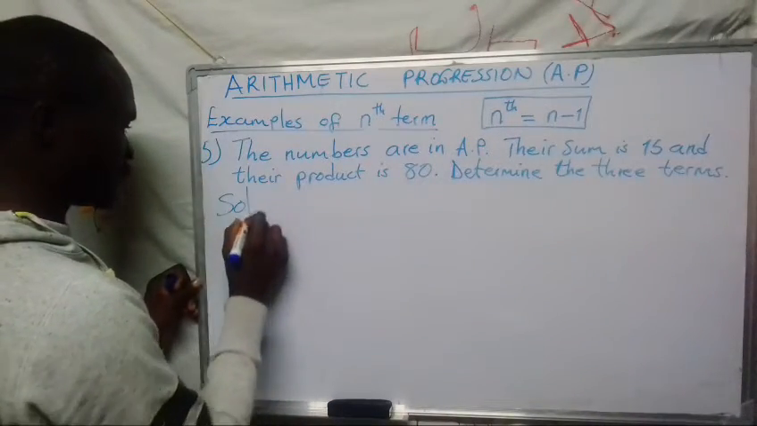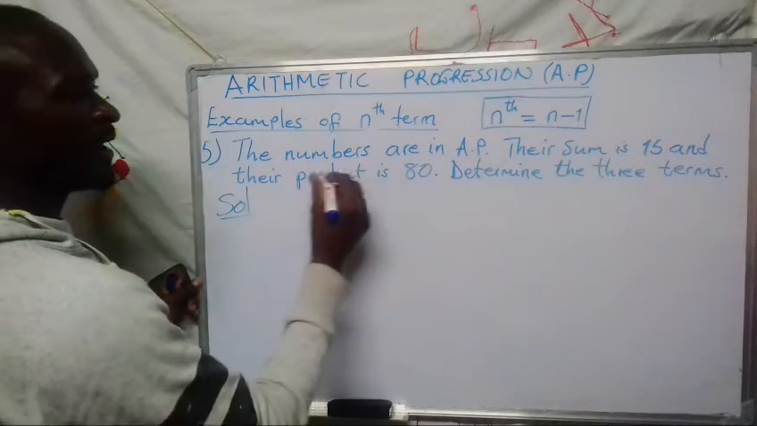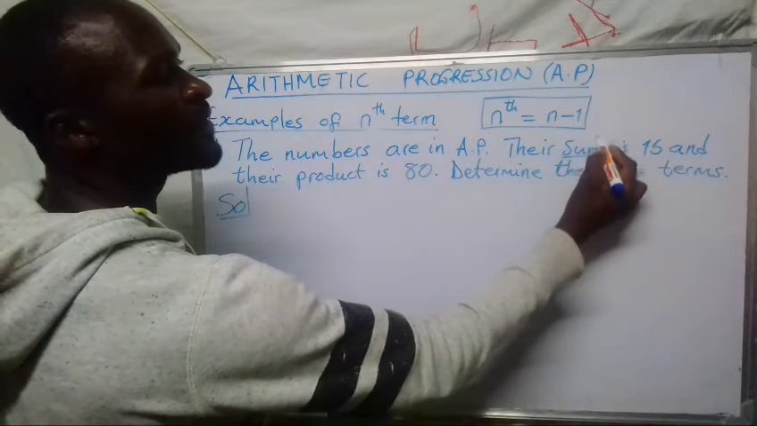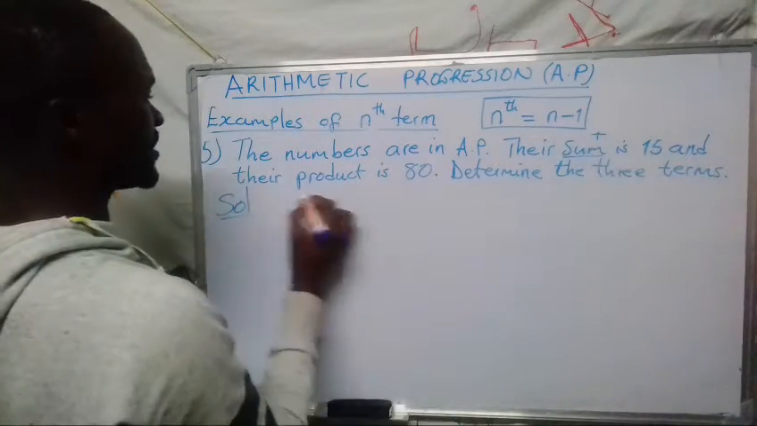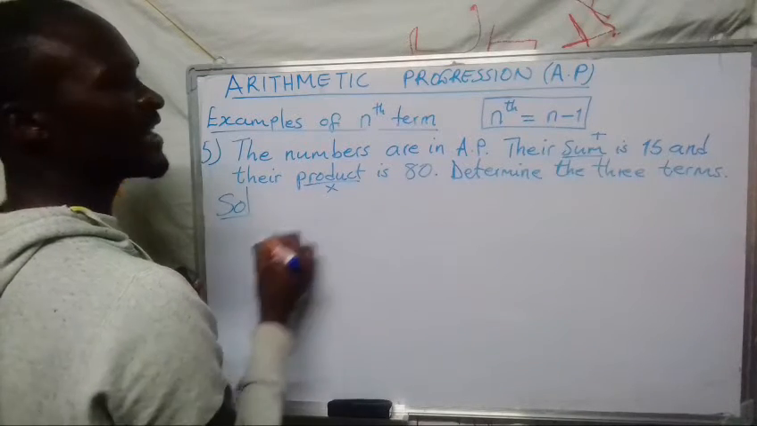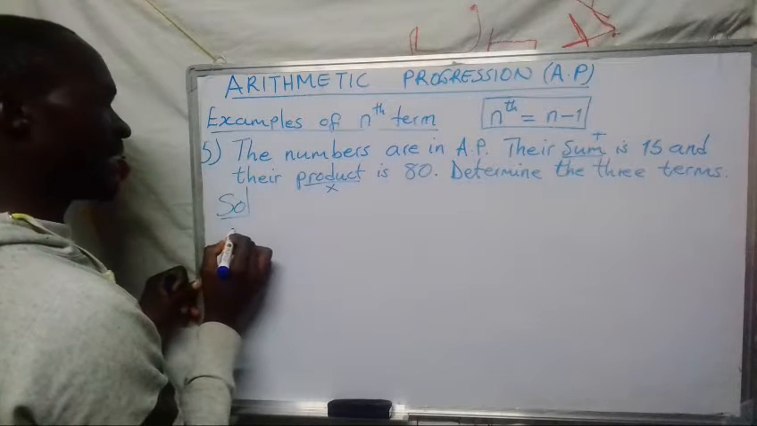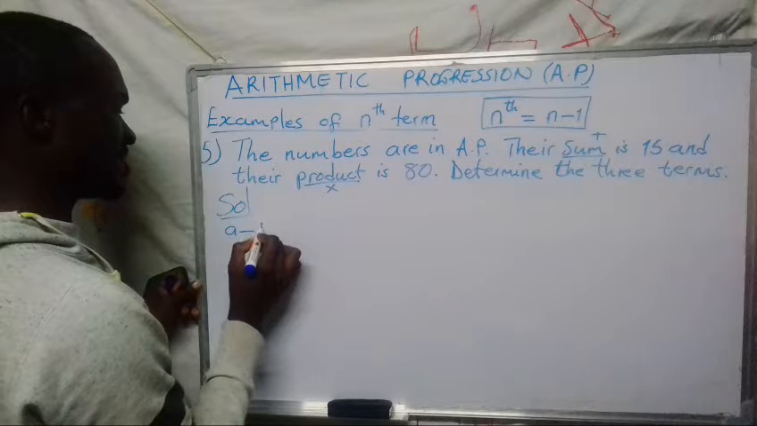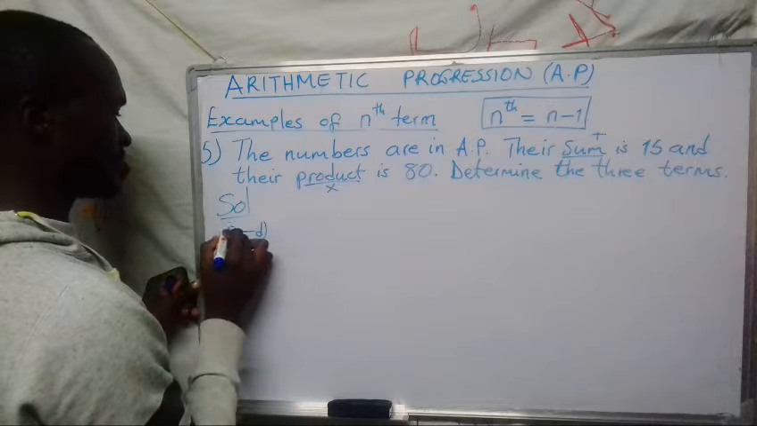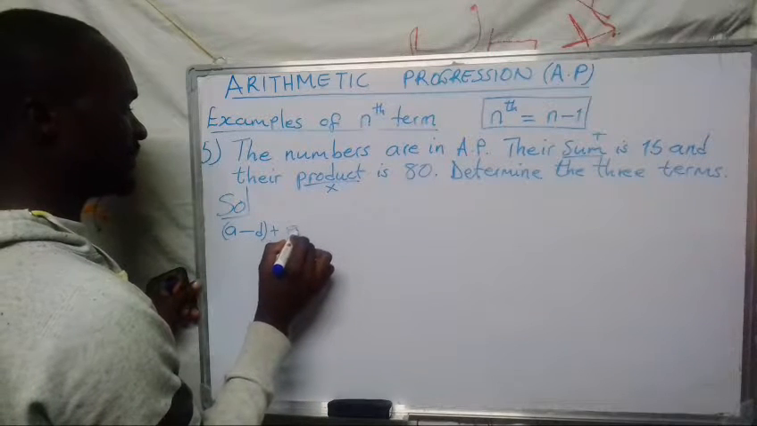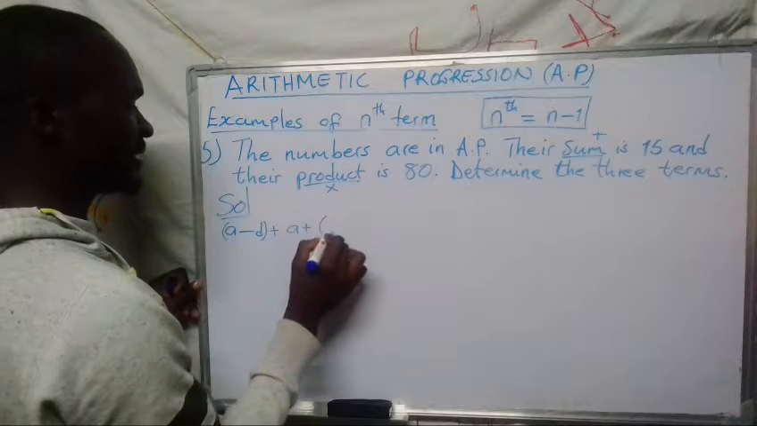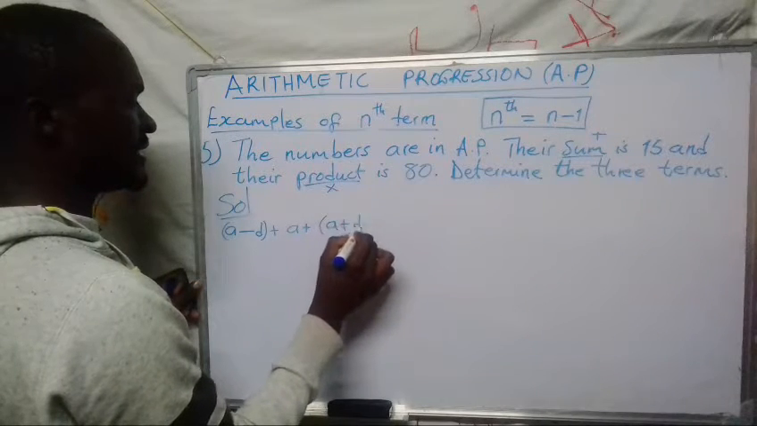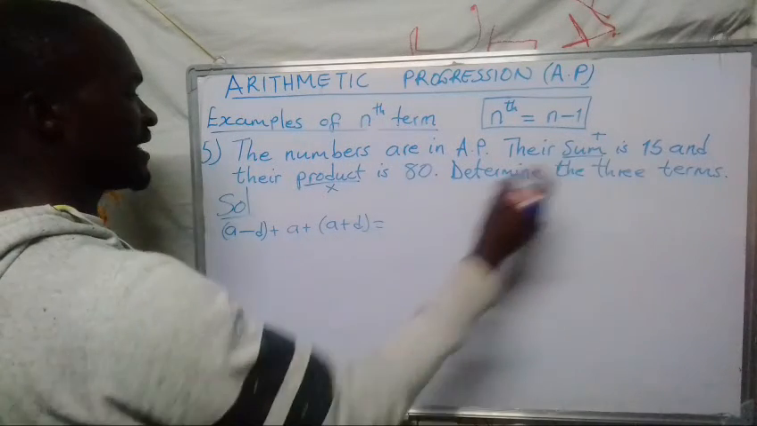Solution. For the numbers, the sum is plus, whilst the product is multiplication. Therefore, A minus D plus A plus A plus D equals the sum of 15.